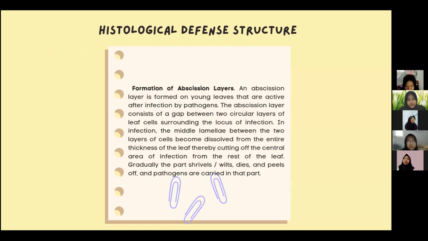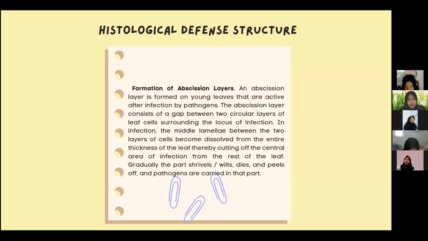And then formation of abscission layers. An abscission layer is formed on young leaves that are active after infection by pathogens. The abscission layer consists of a gap between two circular layers of leaf cells surrounding the locus of infection.